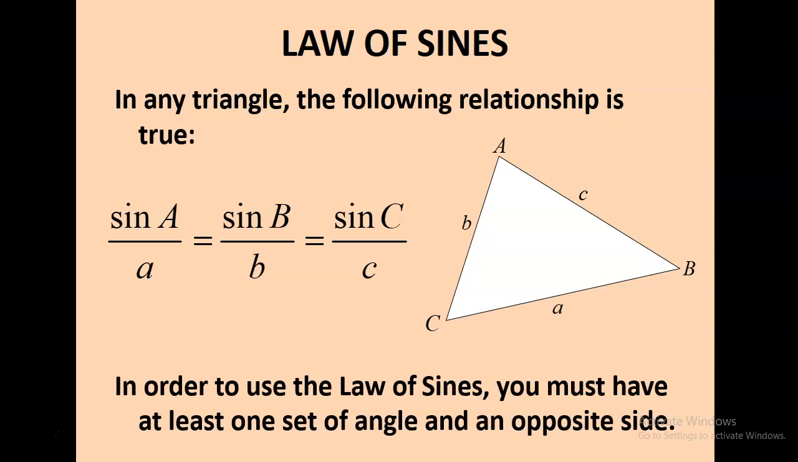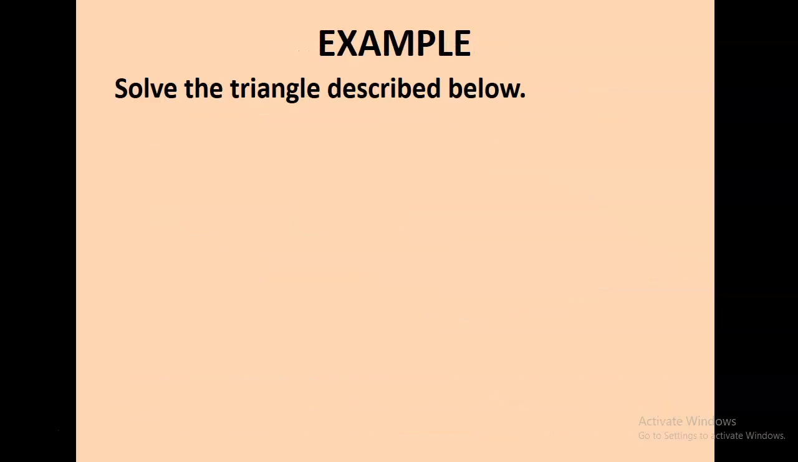So in order to use the law of sines, we're always looking for at least one set of an angle and its opposite side. If we don't have that, we really can't use what we call the law of sines. So we're always looking to establish that relationship. So let's take a look at this in an example.